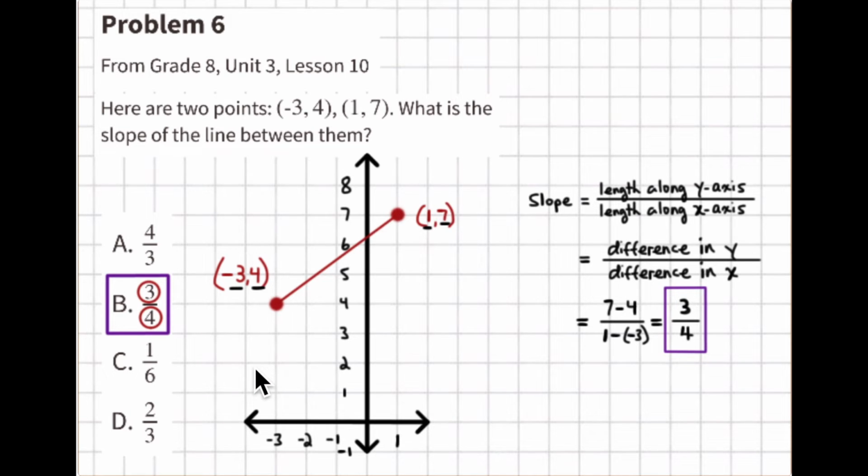And one last note. So the slope is the measure along the y-axis compared to the measure along the x-axis. So for this answer, for every 1 unit in x, it goes up 3/4 of a unit along the y-axis. So y is 3/4 of x. So if the slope were A, y would be 4/3 of x. So it'd be 1 unit along the x-axis, 4/3.